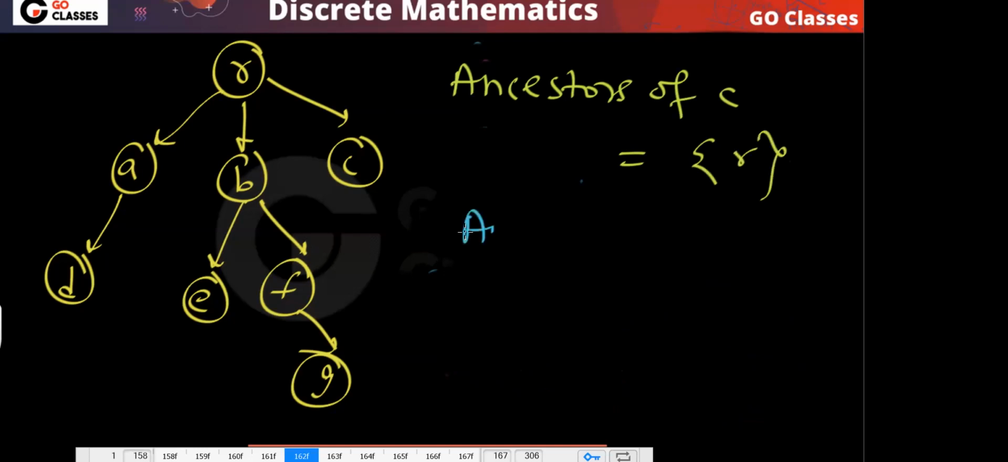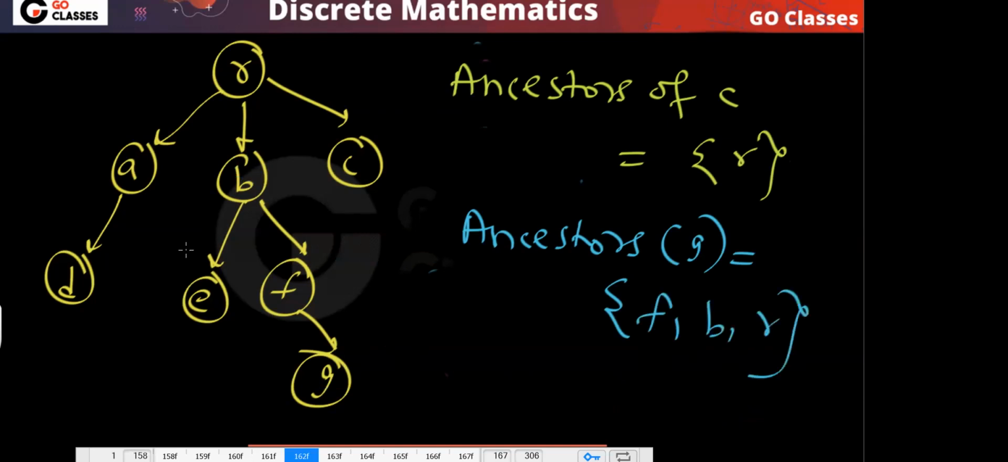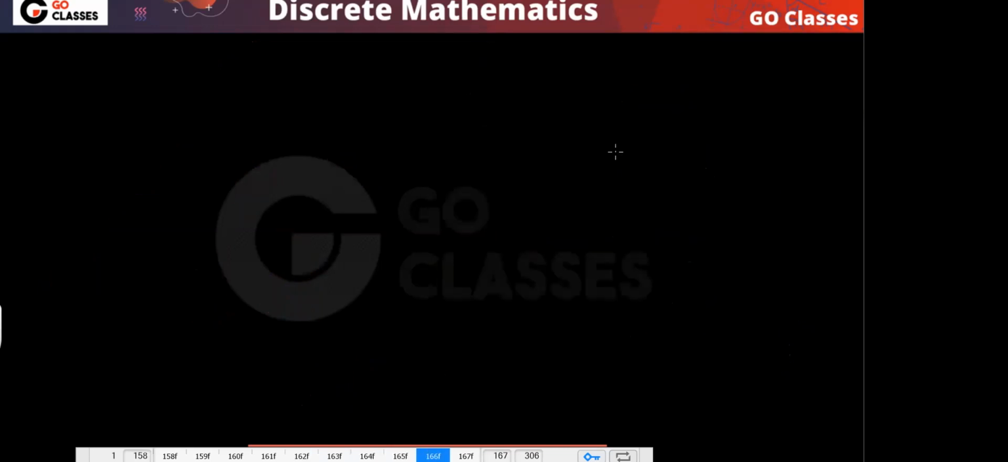What are the ancestors of G? That will be F, that will be B, that will be R. F, B, R. Yes or no? Correct. For G, this is the ancestor, this is the ancestor, this is the ancestor. So these are the ancestors of G. So this is the terminology. Are all these terms clear?